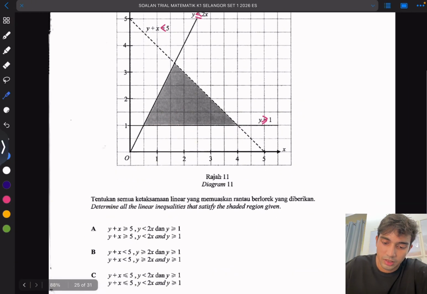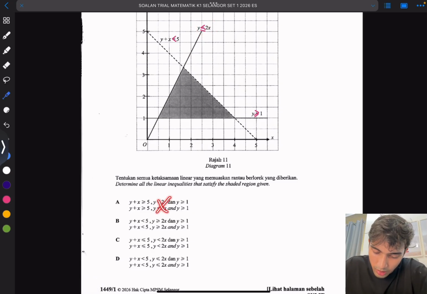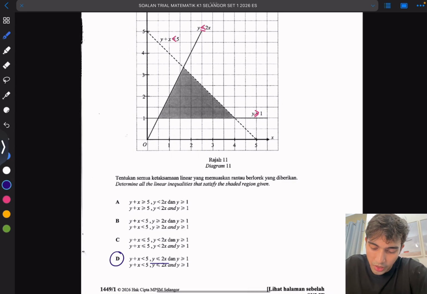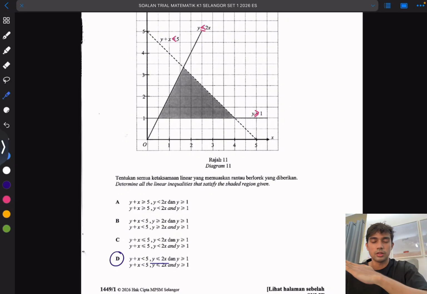So we try to match. Y is less than or equal to 2x. Wrong. Answer D. Less than or equal to 2x, sorry. And then this one is correct. Less than 5. More than or equal to. Right. Okay, so you remember, if y less than, it will go below. If y more than, it will go above. You shade above.